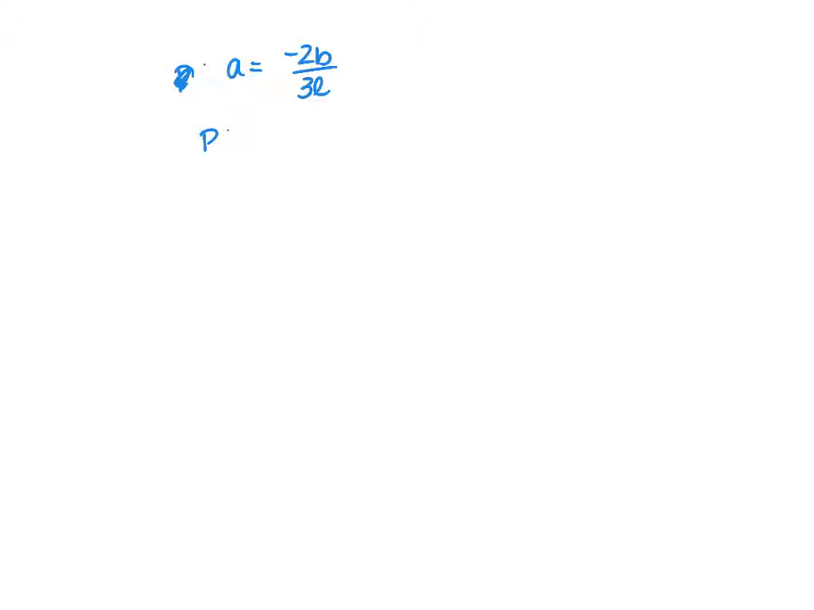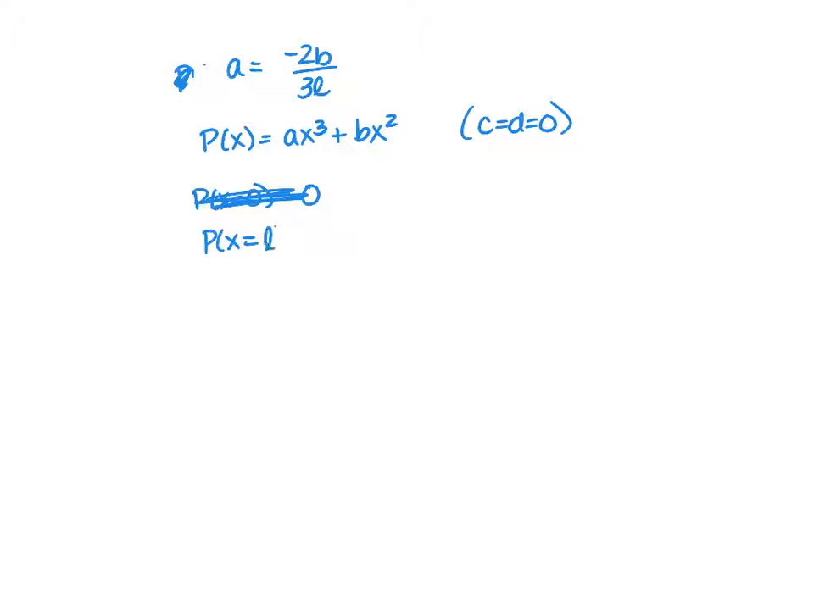And so far I know p of x is equal to ax cubed plus bx squared, because remember, I found c and d were 0. So now p at x equals 0 was equal to 0. Oh, that's not useful, sorry. We found that p when x was equal to L was equal to h.